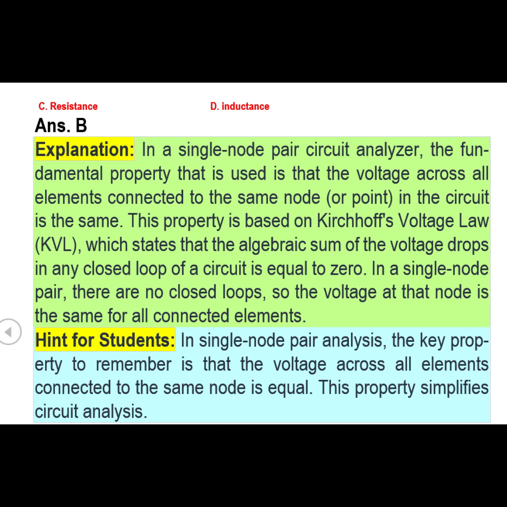Hint for students: in single-node pair analysis, the key property to remember is that the voltage across all elements connected to the same node is equal. This property simplifies circuit analysis.